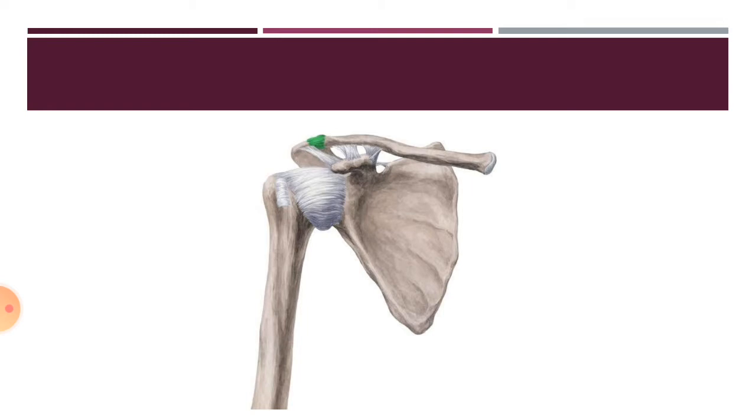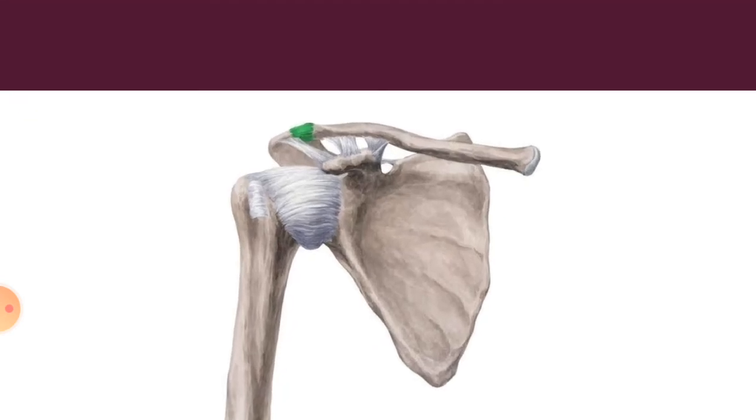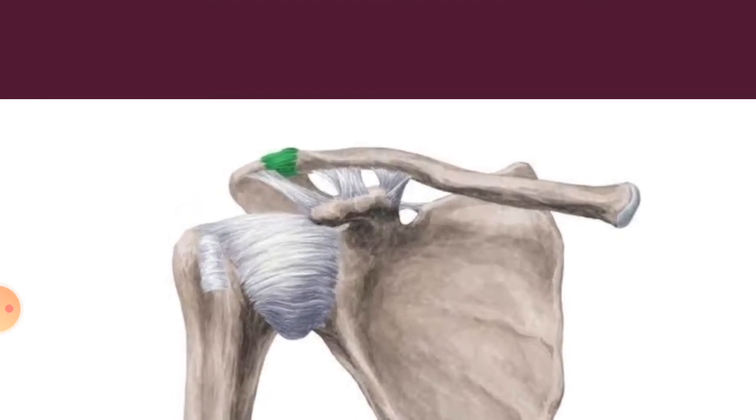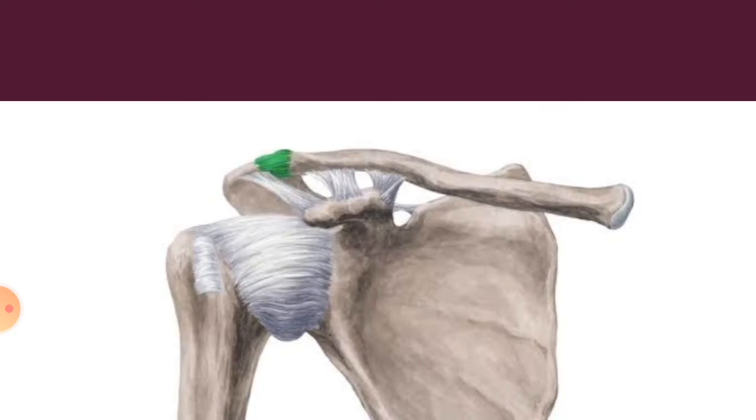This is the example of the acromioclavicular joint, which is an example of a plane or gliding joint. You can see the joint between the plane surface of the clavicle and the acromion process of the scapula.